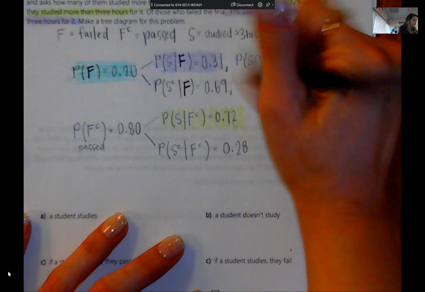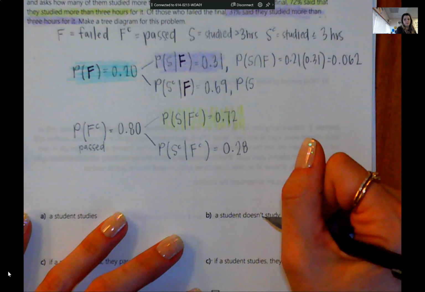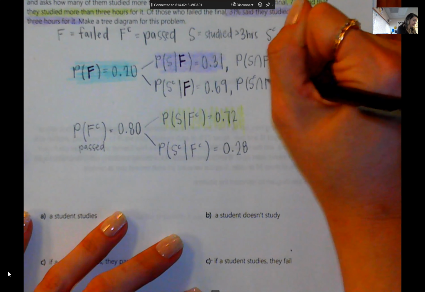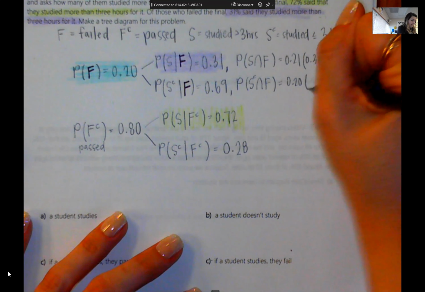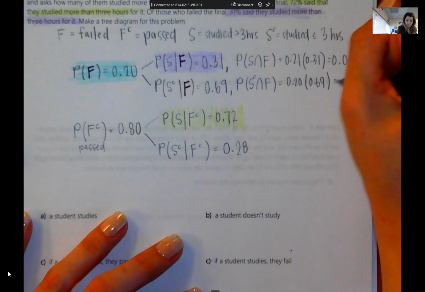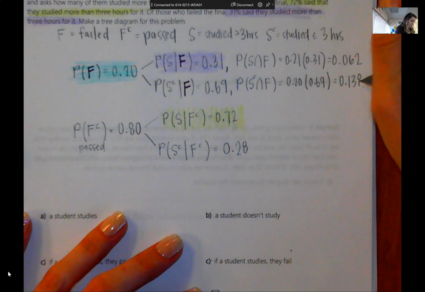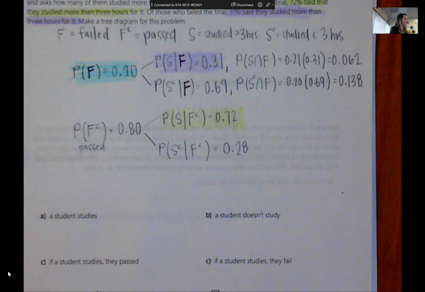Well, then this means that down below I can say the probability that they studied, just kidding, did not study and failed is 0.21 times 0.69. I think that's 0.145. These two do not add to 1, and that's okay because they're not complements. Studied and failed and not studied and failed are not complements. So it's okay that those two don't add to 1.